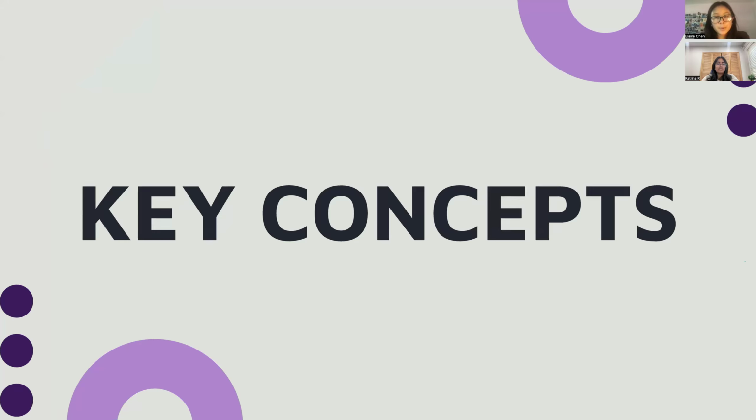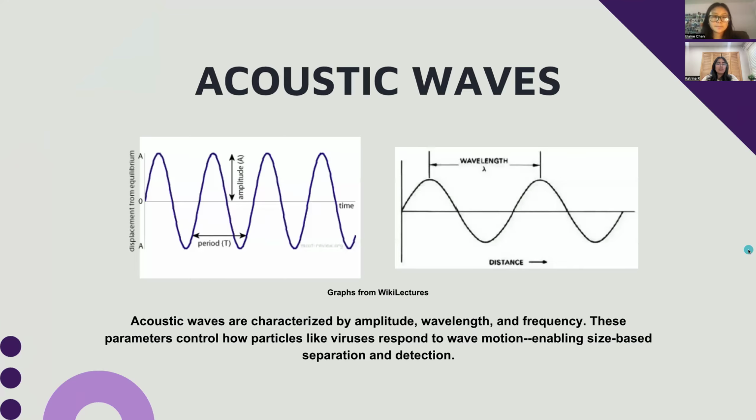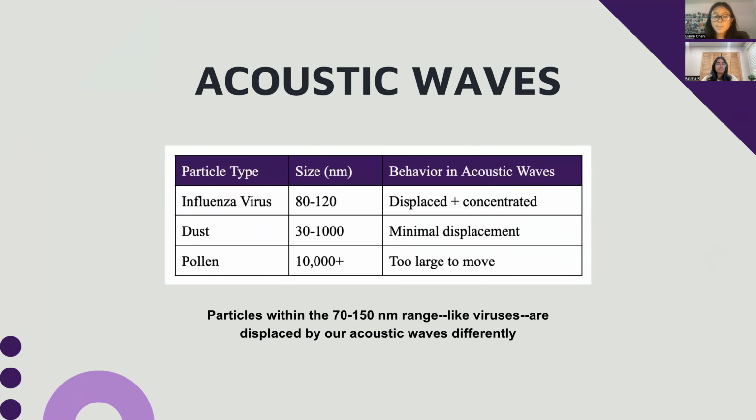Now let's break down two core technologies that we used, starting with acoustic waves. Acoustic waves are defined by amplitude, wavelength, and frequency. We can adjust these parameters in order to control how particles move, which allows us to isolate smaller virus-sized particles from the rest of the particles. This table shows particle response under acoustic influence. Influenza particles are displaced differently compared to other particles like dust and pollen, enabling us to have size-based filtration with acoustic waves.